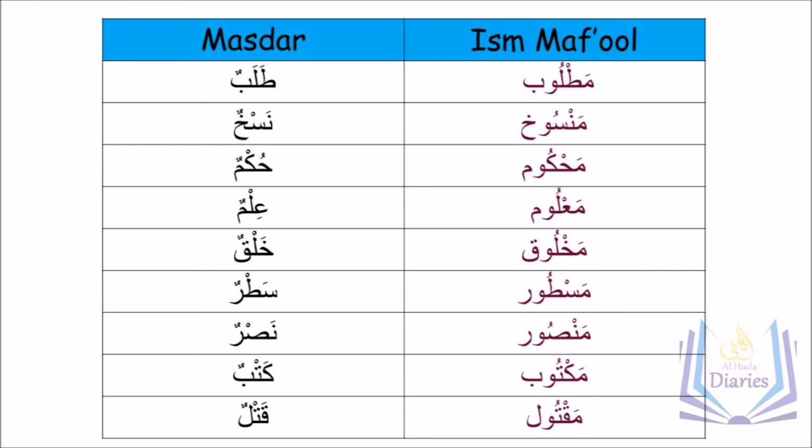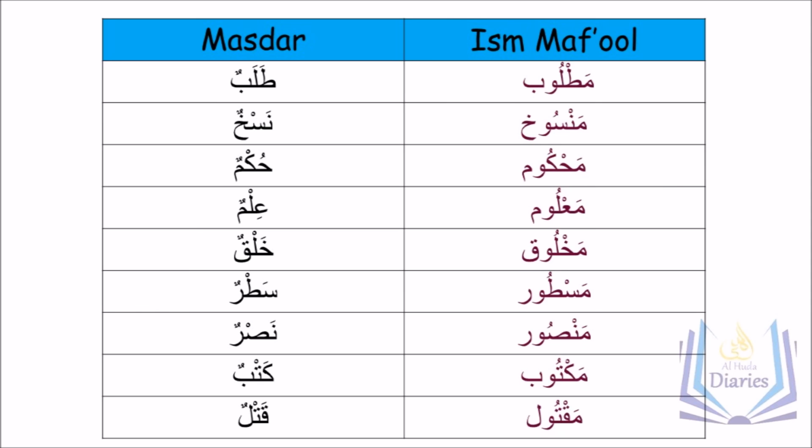I'll give you some masdars now and let's make them into the Ism Maf'ool structure. Talabun, matlub. Naskhun, mansukh. Hukmun, mahkum. Ilmun, ma'lum. Khalqun, makhluq. Satrun, mastur. Nasrun, to help, mansur, one who is helped. Katbun, to write, maktub, one that is written on. Qatlun, to kill, maqtul, one who is killed.